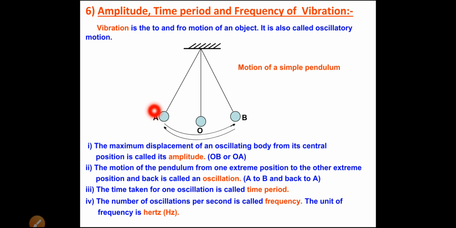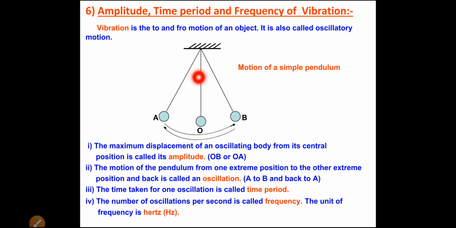So here this pendulum is the oscillating body. It is moving to and fro, it is moving back and forth. So this is the oscillating body. The maximum distance of an oscillating body from its center position is called the amplitude, meaning OB or OA.